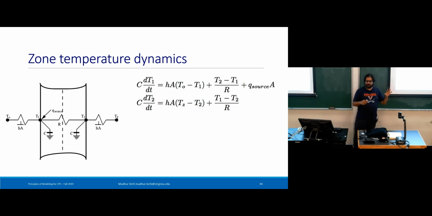Any questions on this, first of all? Because this is what we will use to build up an entire zone model.